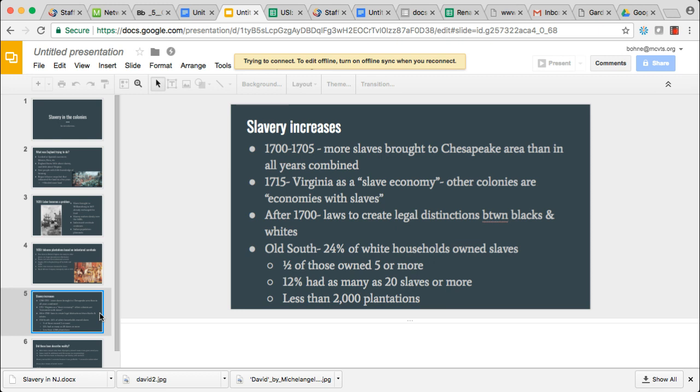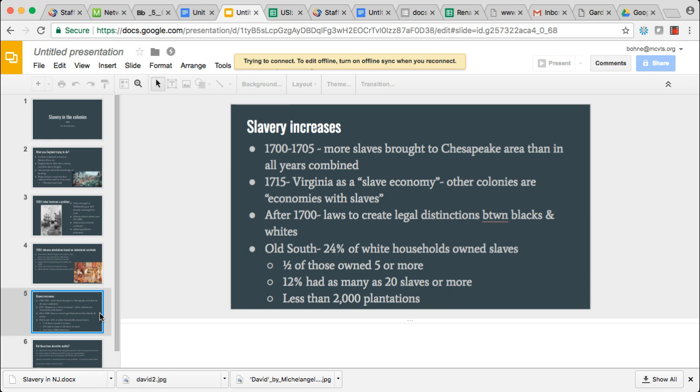But half went to the Dutch, French, or British plantations that were in the Caribbean. A third went to Brazil. A tenth went to Spanish America. And only about 5% went to the North American British colonies, which doesn't undermine the fact that slavery was in the American colonies, but just realize that compared to the other areas, there was less.